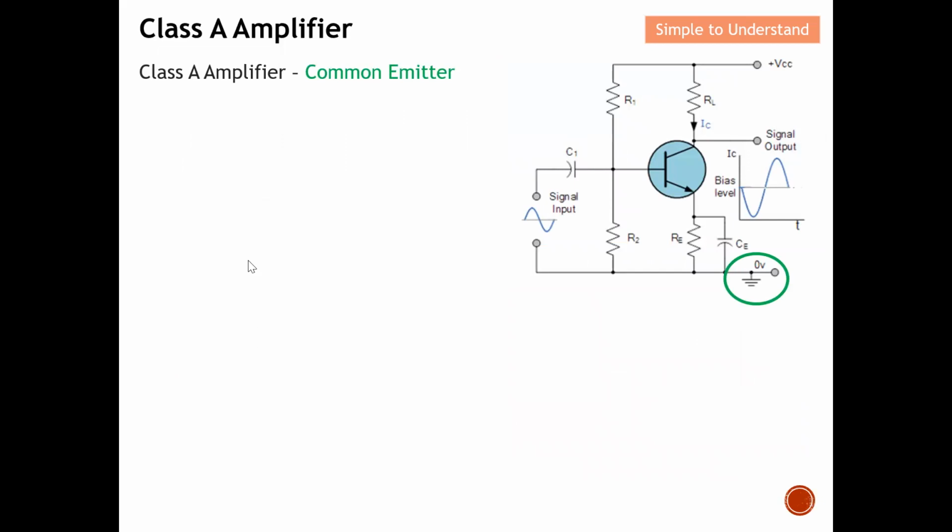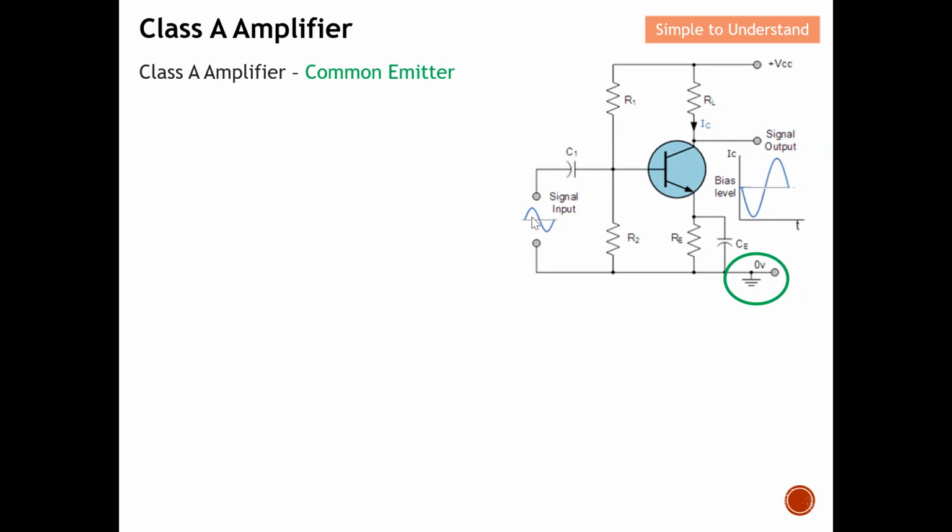Let's go into a little bit more detail to explain the Class A amplifier. Okay, Class A amplifier is a common emitter. Basically, this is the Class A amplifier. How can I tell it's a common emitter? Before you can identify common emitter, you need to identify the input and also the output.